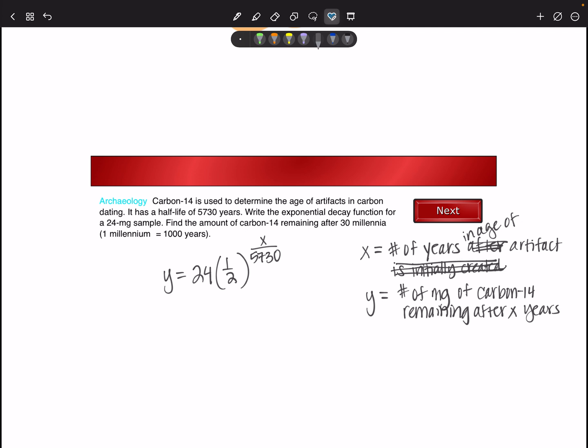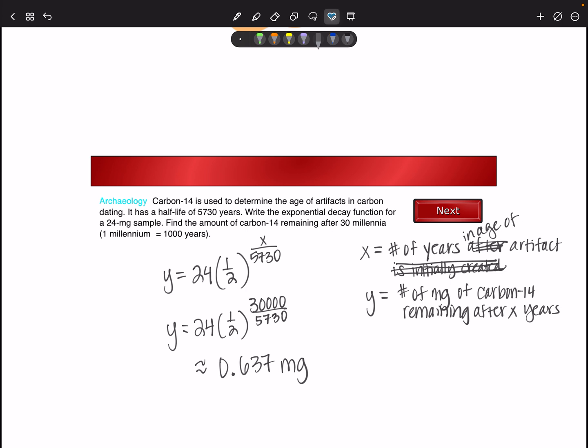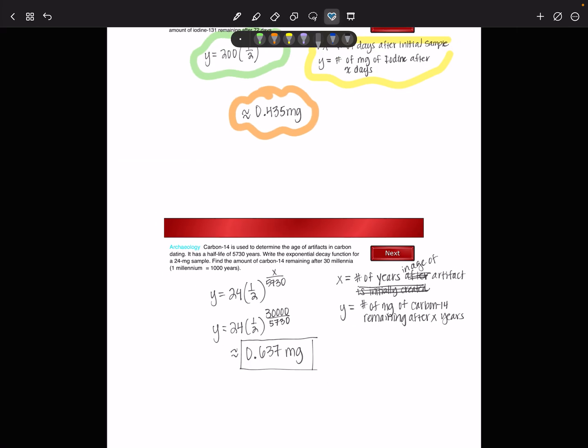Then we're going to put our value in. We need 30 millennia. So 30 millennia would be 30,000 years. So you put 30,000 divided by 5730 into the exponent, and we get approximately 0.637 milligrams. That is how many milligrams of carbon 14 remains.